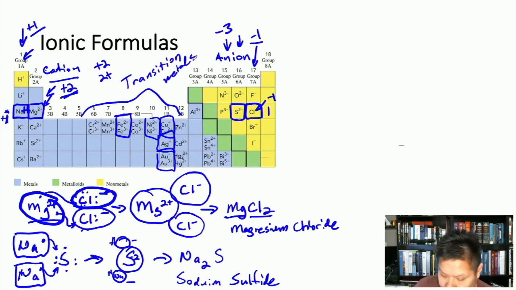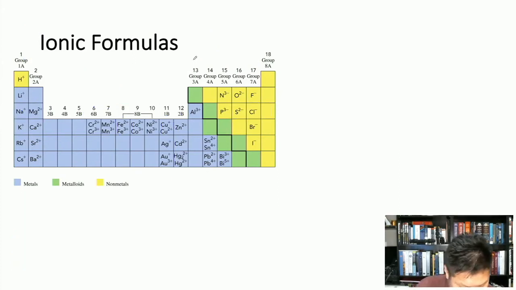So let me clear this so that we can do a little bit of an example here. Let me do some examples now with the transition metals and naming these transition metals. It's not so hard with the other ones because you don't have to differentiate between different charges, but with the transition metals, they can have multiple charges, and so they have to be specified in their names. So let's say I had a formula like MnF2, Mn being manganese.